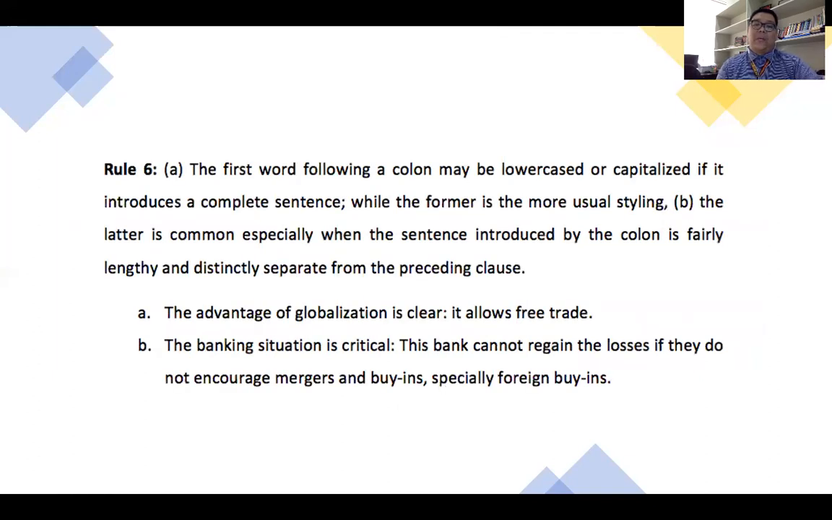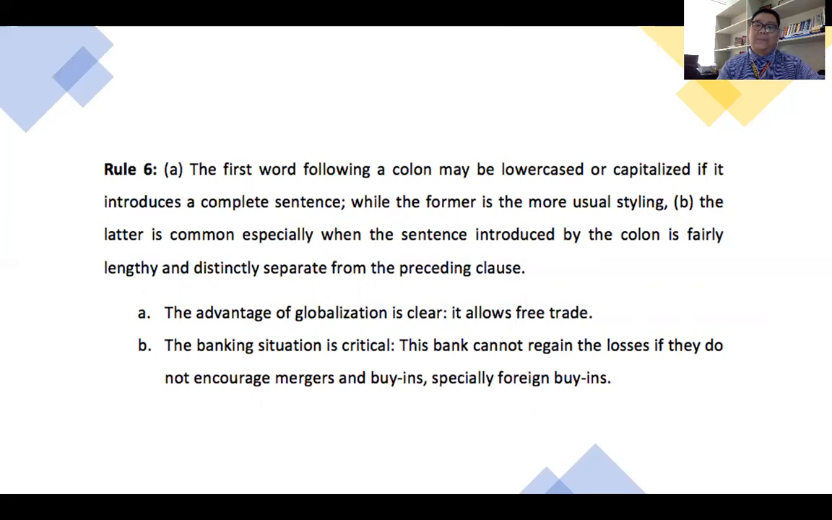The first word following a colon may be lowercase or capitalized if it introduces a complete sentence. While the former is the more usual styling, the latter is common, especially when the sentence introduced by the colon is fairly lengthy and distinctly separate from the preceding clause. For example, in the sentence, the advantage of globalization is clear.